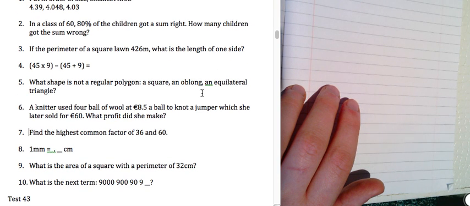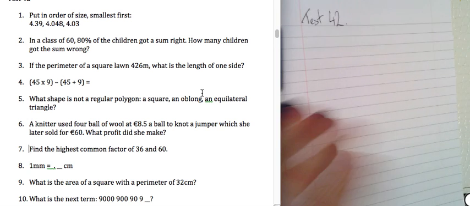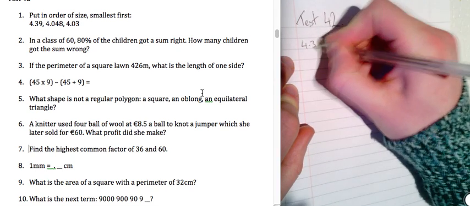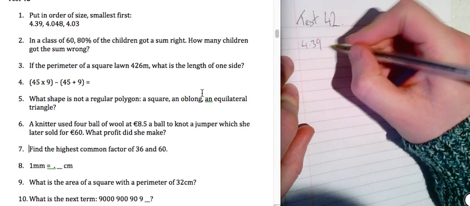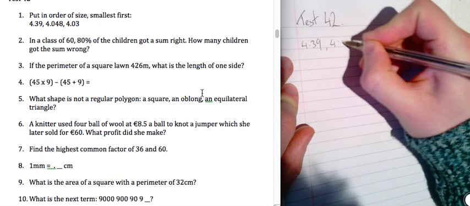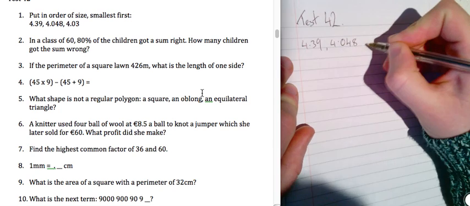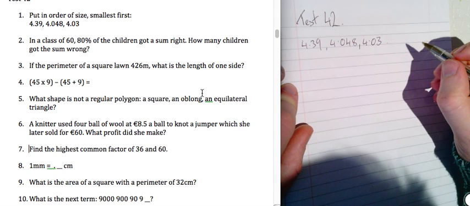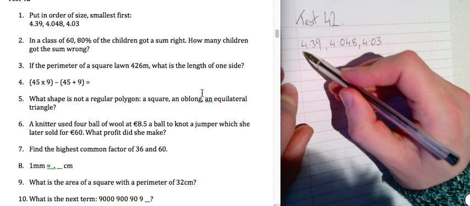Okay, test 42, as we can see here. First question there, put in order of size, smallest first. 4.39, 4.048, and 4.03. Now, we always look to our units first of all.